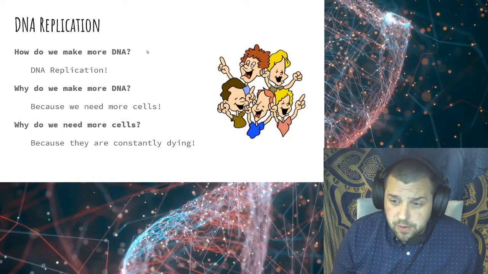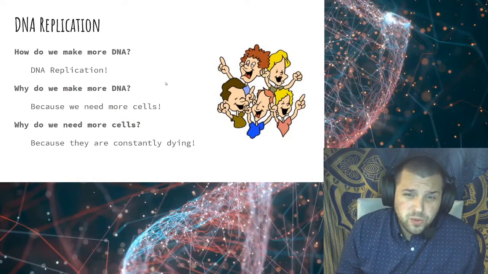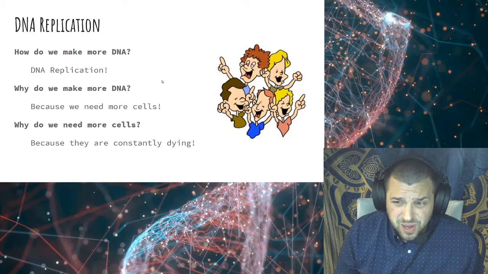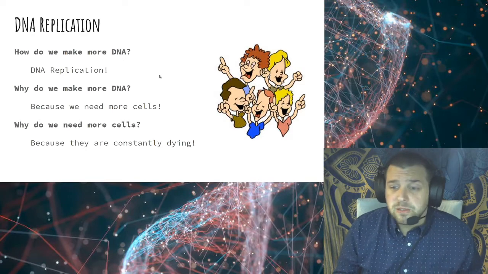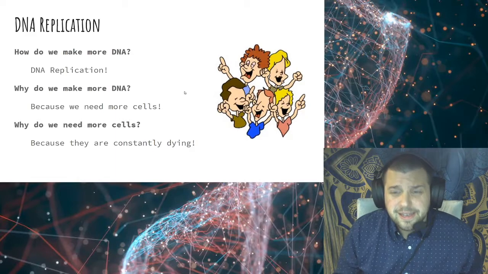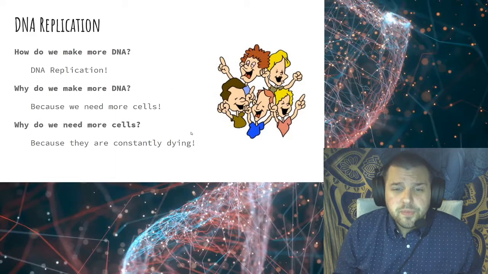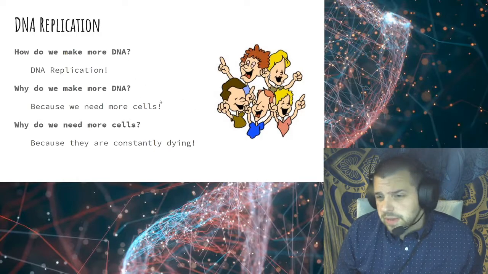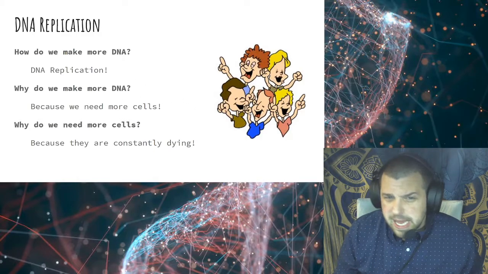So, speaking of DNA replication, how do we make more DNA? Well, we replicate it. Why do we make it? Because we constantly need more cells. Right now, your cells are dying and falling off your body, being digested. We constantly need to replace these cells, and we need more DNA to do that. Because if we don't have DNA, you can't get more cells.